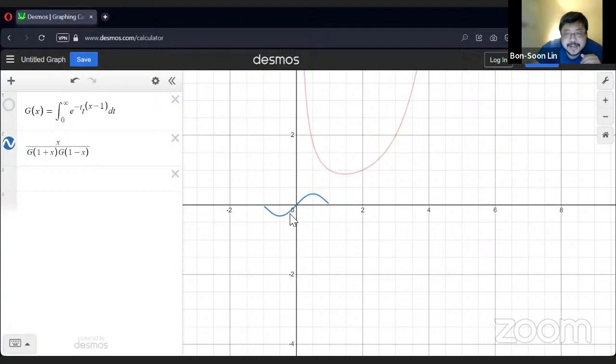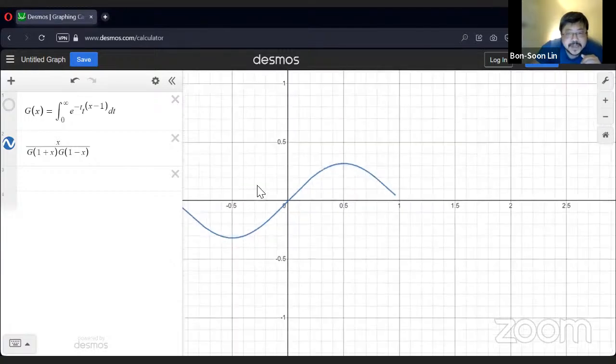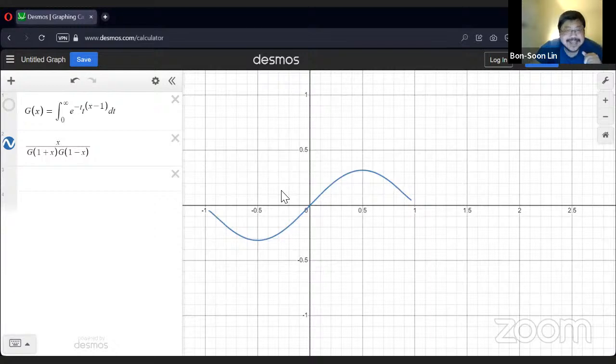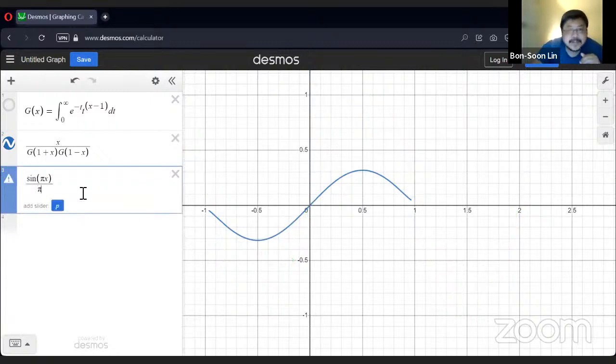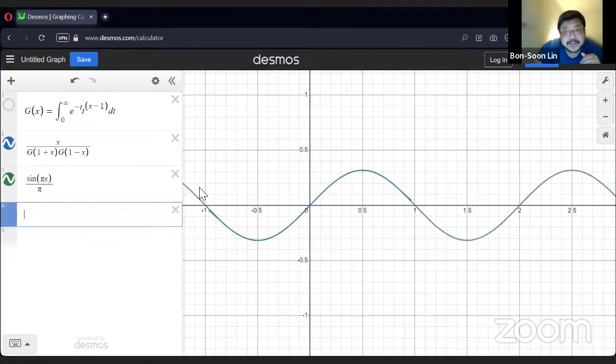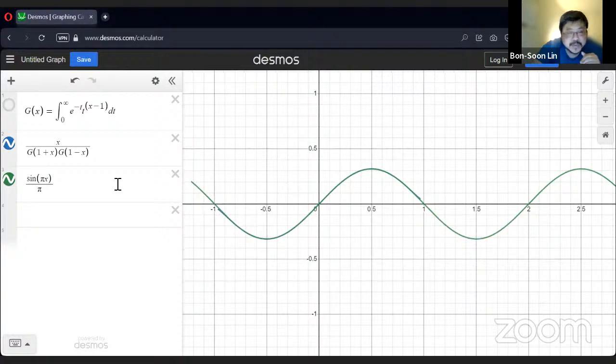Let me turn the gamma off. Let's take a look at this. Do you recognize what this function is? Would you like to guess? This is sine of x. Well, here the period is actually 2, so this is actually sine of pi x. Now, if you plot sine of pi x, well, the scaling is off, so it's actually sine of pi x divided by pi. And let's see if it plots it. There we go. Do you see how it overlaps? Isn't that cool?